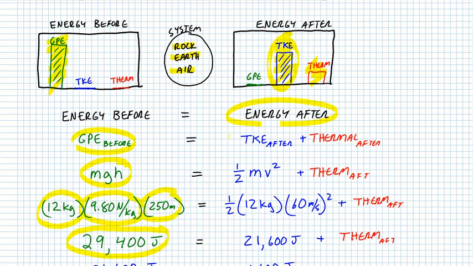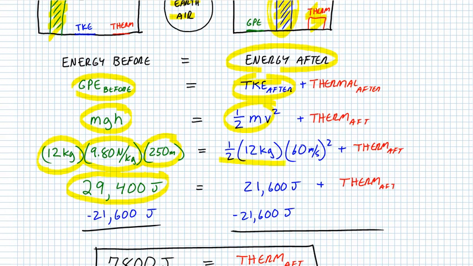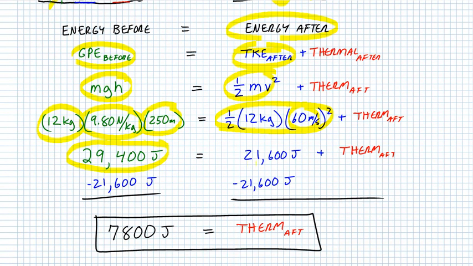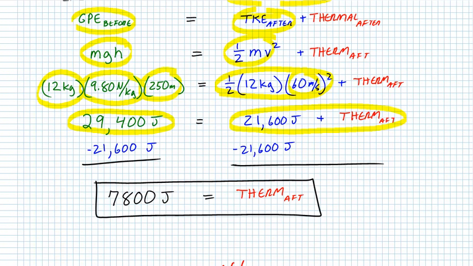On the other side of the equation, we now need to think about the translational kinetic energy. That's energy after. Translational kinetic energy is here, 1/2 mv squared. We plug in the mass and the velocity after the event. We come up with 21,600 joules. So we have this equation. The total energy before is 29,400, and the total energy afterwards has to equal 29,400. Subtract 21,600 joules from both sides, and we end up with 7,800 joules equals thermal energy after.